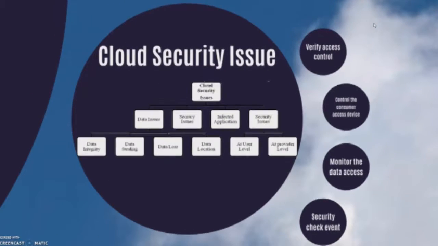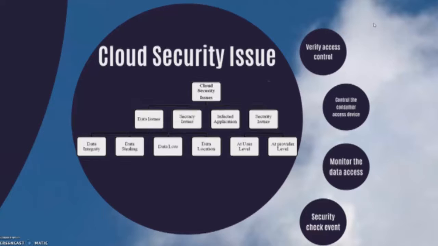Hello, I am Heng Zhuang Jing, and for my part, I'm going to discuss the types of security issues. As we can see in the figure, there are 4 main security issues, which are data issues, secrecy issues, infected application, and security issues. We can see that data issues are further categorized into data integrity, data stealing, data loss, and data location, whereas security issues are categorized at user level and provider level. Most of the time, users will most likely face data issues because of frequent attacks by hackers or any form of natural disaster which may cause data to be stolen or lost.